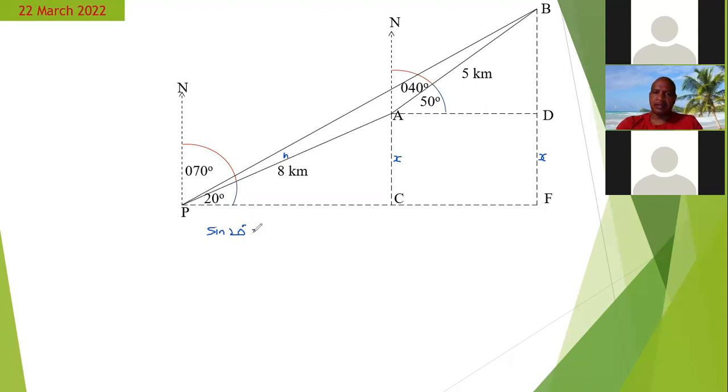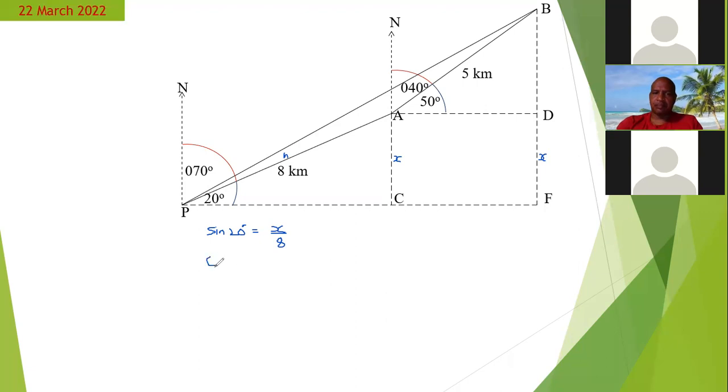Equal to what? X over 8, sir. All right, so X over 8, and you want to find X. So what do you do? We're going to bring the 8 to multiply by the sine 20, sir. All right, so equal to X. So 8 sine 20.